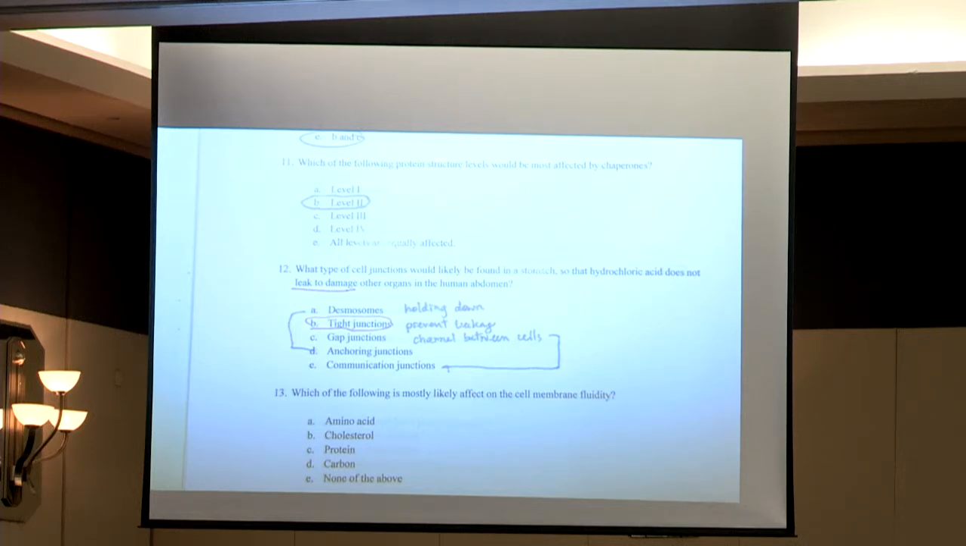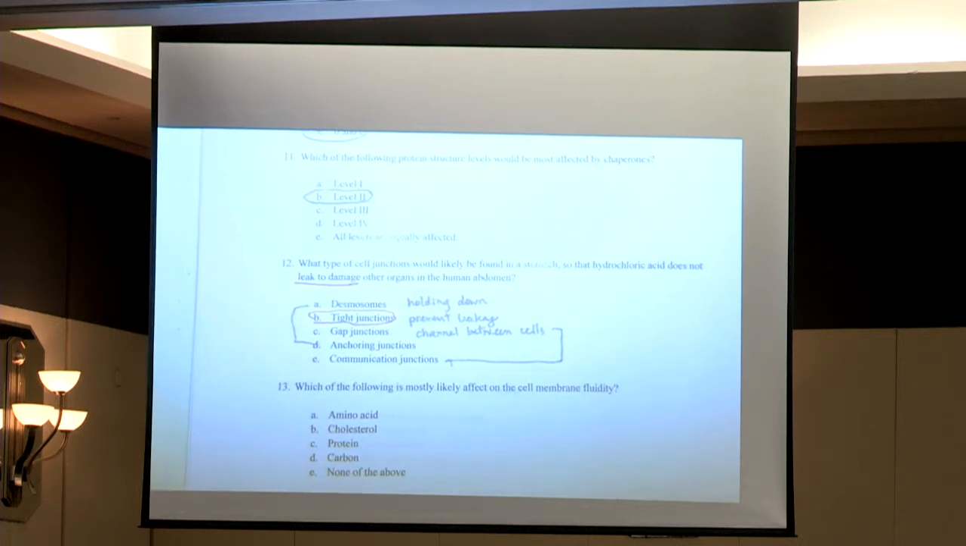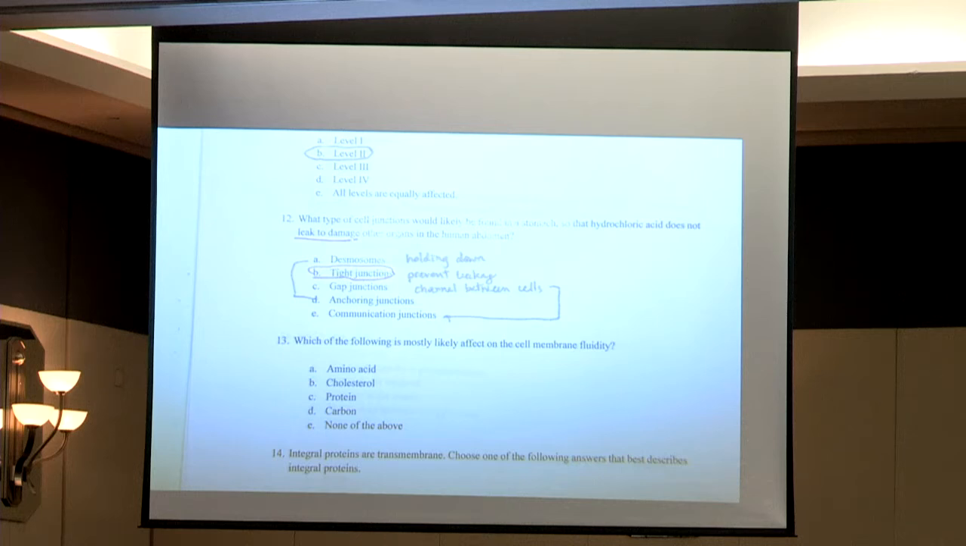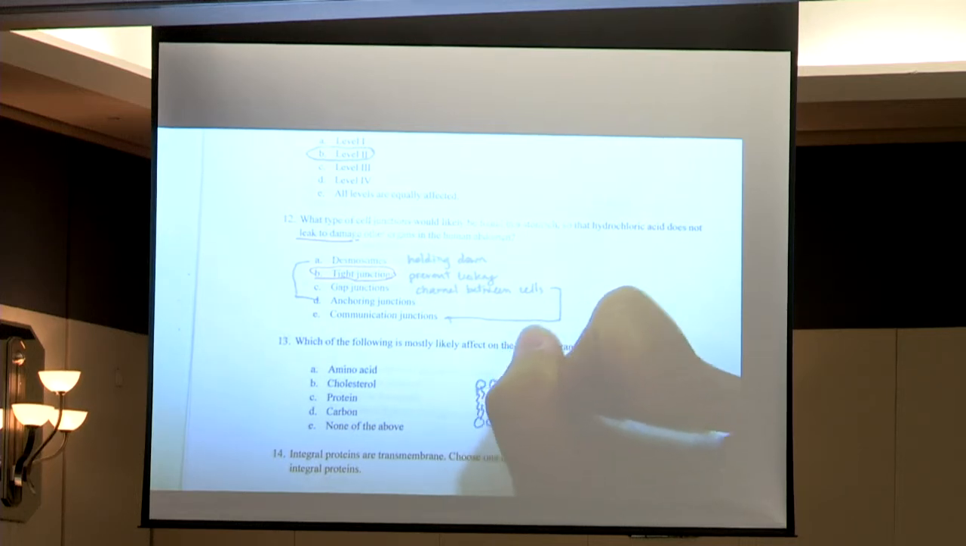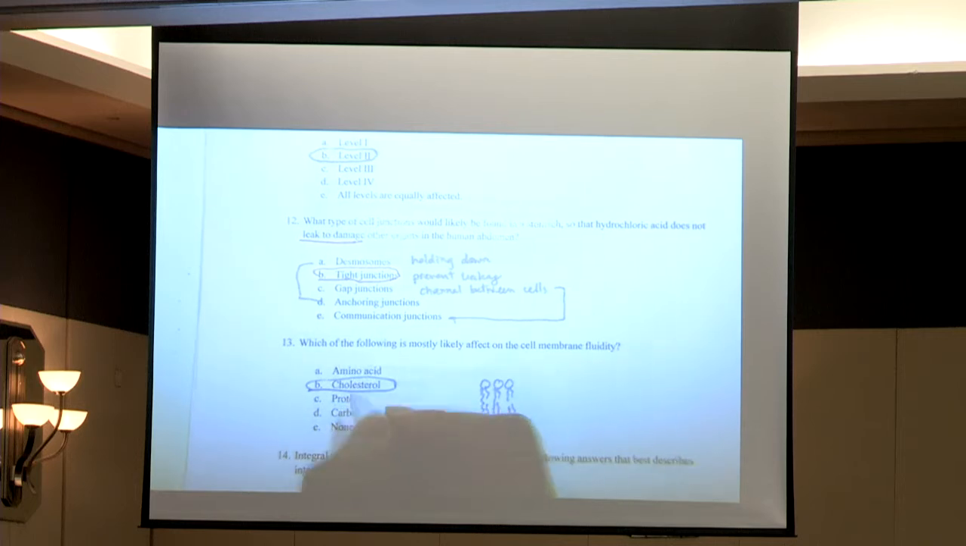Okay, any questions so far? So next one, which of the following is most likely to affect cell membrane fluidity? Okay, so this one, I'm just gonna do it real quick here. If we have this, this is a bilayer membrane. The membrane could be very rigid and tight when the temperature is low, and it could be very fluid when the temperature is high. So in this case, the answer is the cholesterol. Let me put the cholesterol in red here.